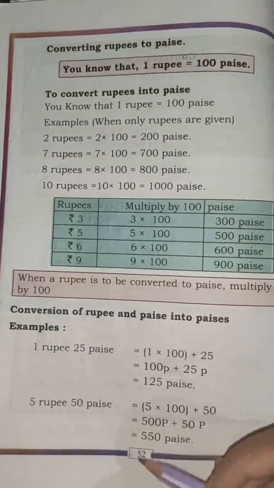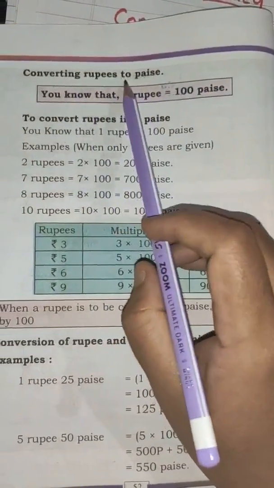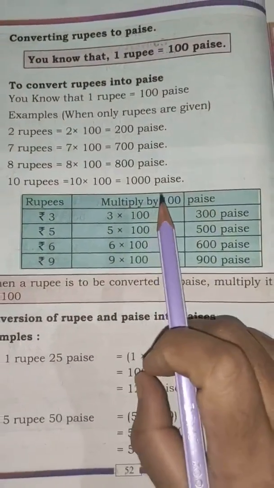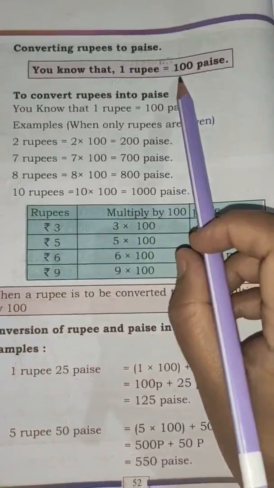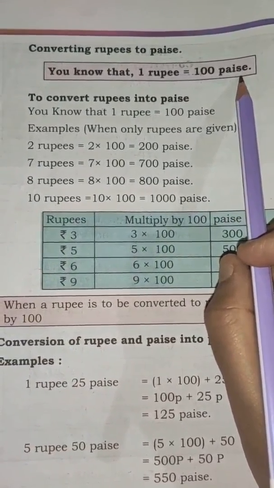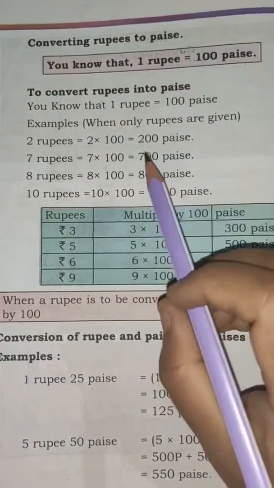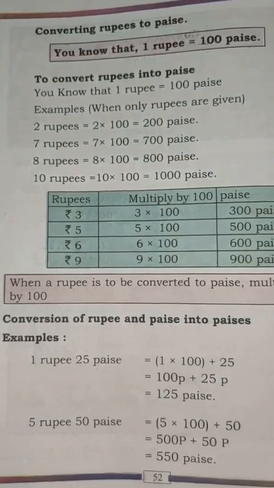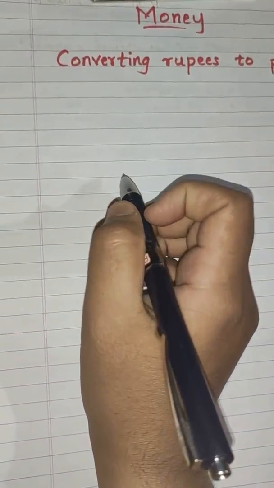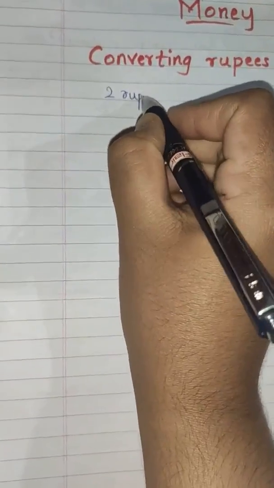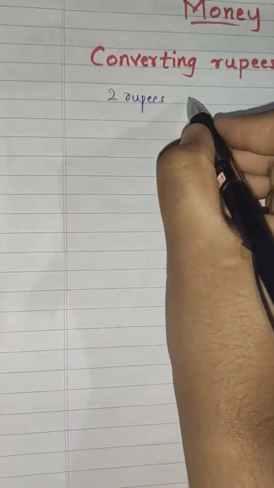Now children, come to page number 52. Converting rupees to paise. Okay, and you know that 1 rupee is equal to how many paise? 100 paise. Now we are going to learn how you are going to convert rupee to paise. Suppose you are having 2 rupees. How are we going to convert it into paise? So here, 2 rupees.